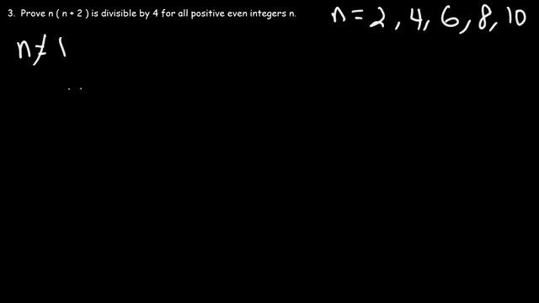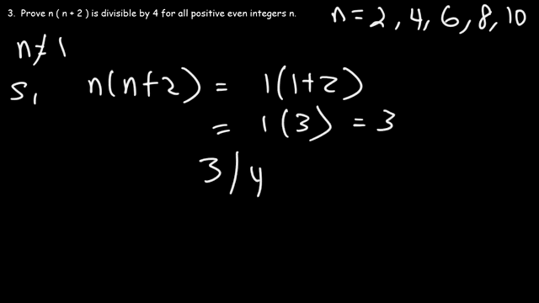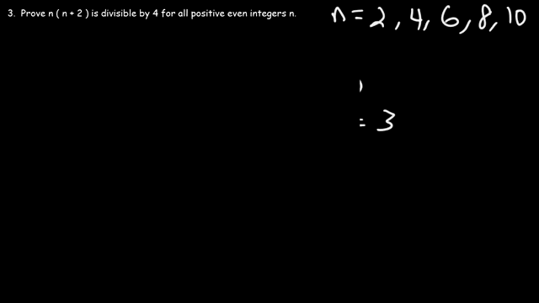If we try that, let's see what's going to happen. So it's going to be n times n plus 2, and so that's going to be 1 times 1 plus 2, which is 1 times 3, and 3 is not divisible by 4. We don't get a whole number. So n equals 1 is not the first term for this example. The first term is n equals 2.